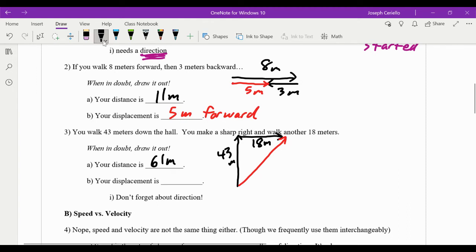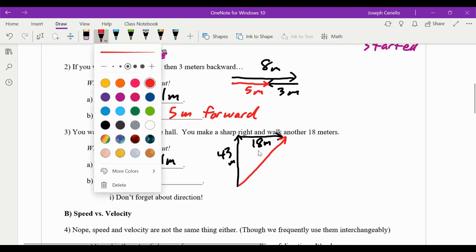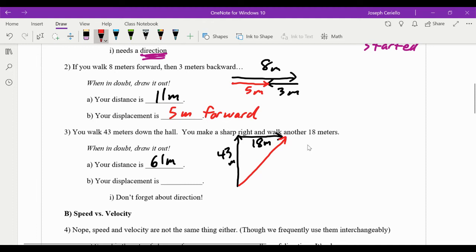The displacement, think for a second about how you can possibly find that length here. We're going to use the Pythagorean theorem. 18 squared plus 43 squared equals c squared, or our resultant squared, whatever you want to call it. So let's throw that in our calculator. 18 squared plus 43 squared. We're going to take the square root. I'm getting 46.6 meters.